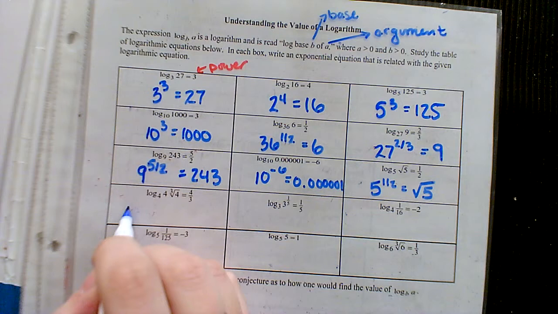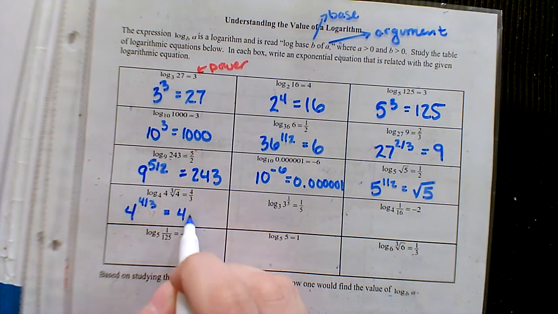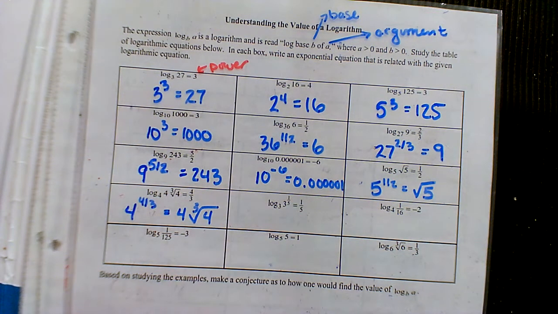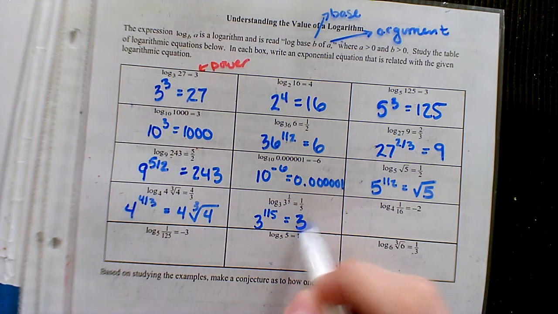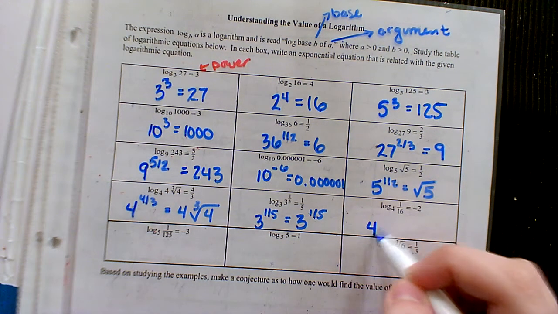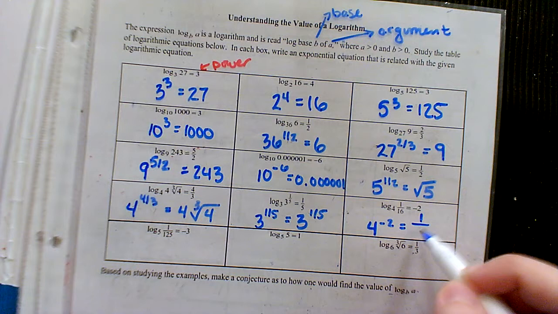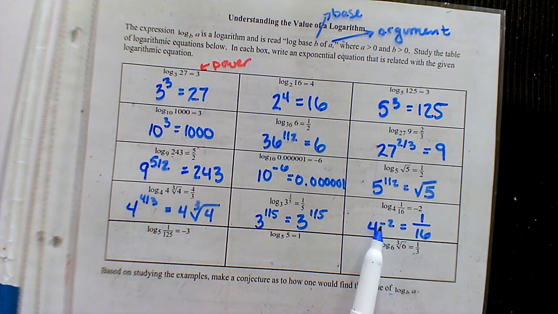If we check out the next one, we would have 4 to the 4/3 power is the same as 4 cube root of 4. The next one we'd have 3 to the 1/5 power is the same as 3 to the 1/5. Hopefully that's blatantly obviously true. The next one would be 4 to the negative 2nd would be 1 over 16. You can make a negative power positive by moving it to a denominator, and 4 squared would give you 16.